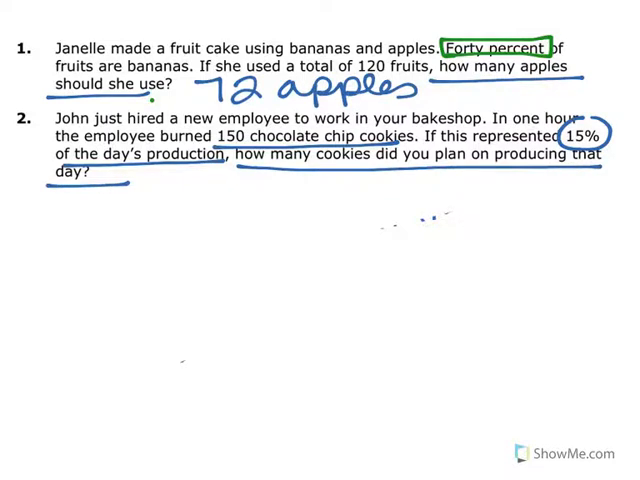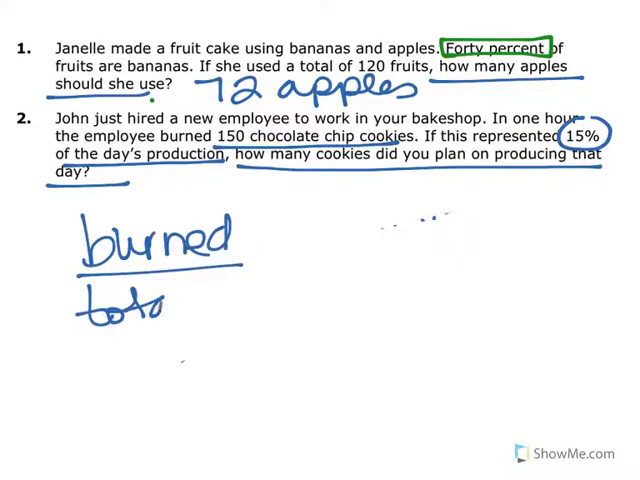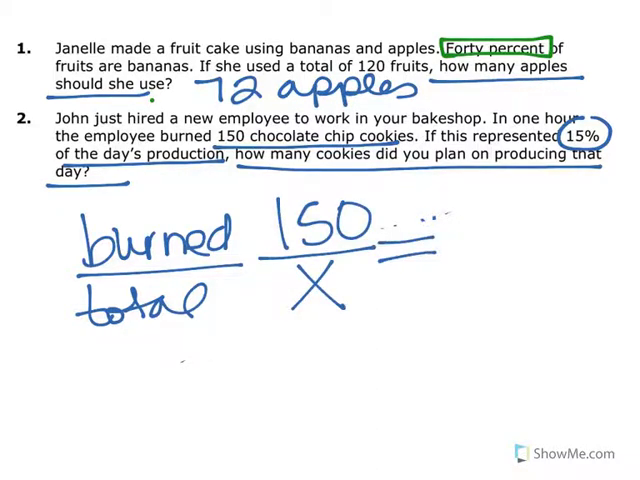All right, so we have the burnt cookies and the total amount that you are going to produce that day. And then of course we have our percent. So he burned 150. So we don't know exactly what our total is for the day. But we do know that 150 is 15% of however much we plan to produce in one day.